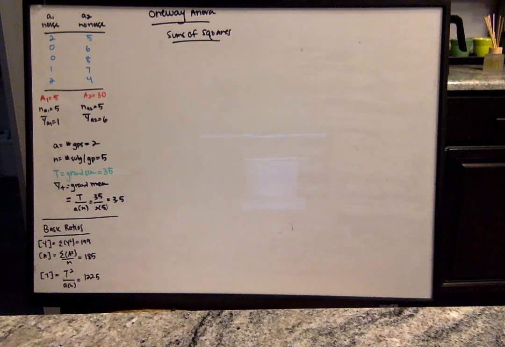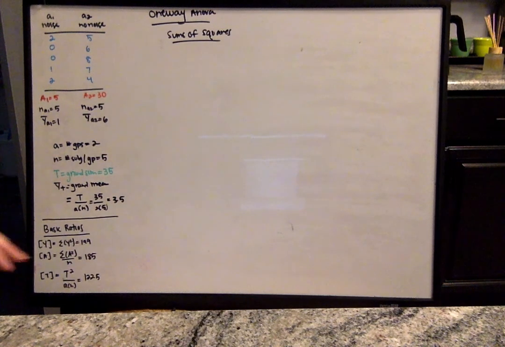This is part 2 of the one-way ANOVA, looking at the relationship between noise and memory. In the last video, we calculated our 3 basic ratios: the basic ratio for Y was 199, the basic ratio for A was 185, and the basic ratio for T is 122.5. So in this video, we're going to start with the sums of squares. Once we calculate the basic ratios, we're ready to move on to our sums of squares.